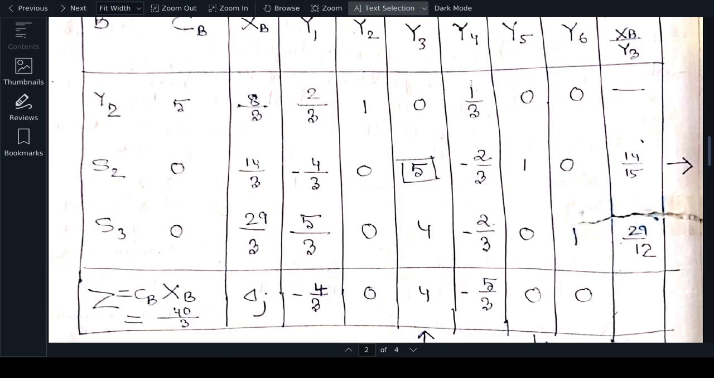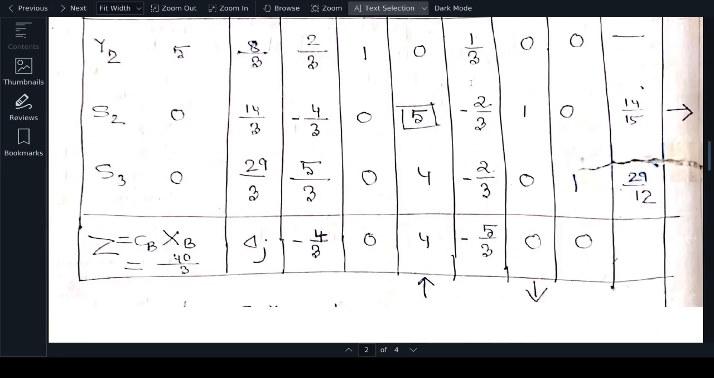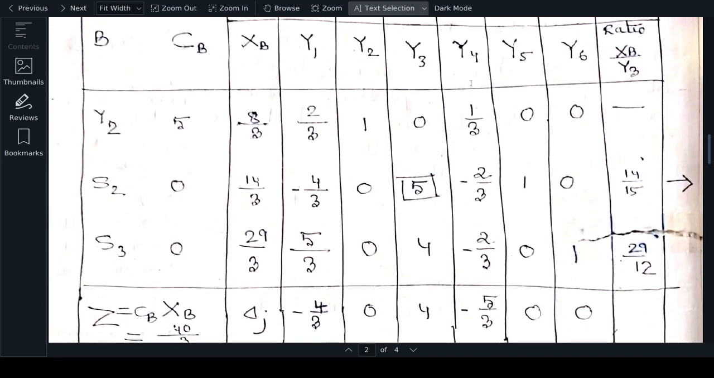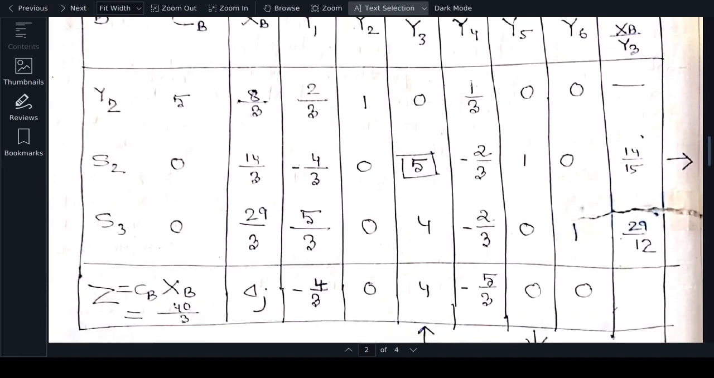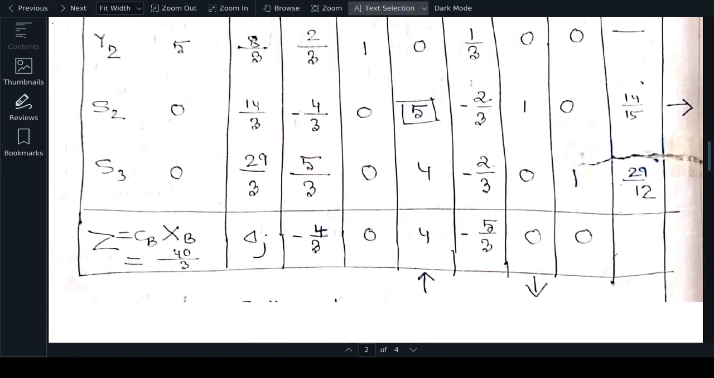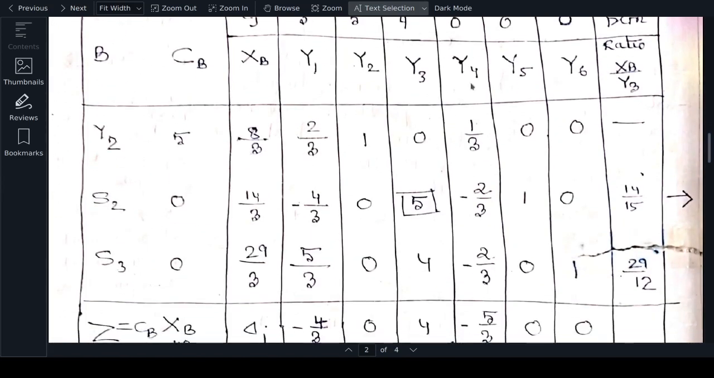So the second row, S2, will be outgoing. In the corresponding S2 column, you see I have given the outgoing mark symbol. So S2 will be the outgoing vector. Just remember that. Is it clear up to this, Arbaj?